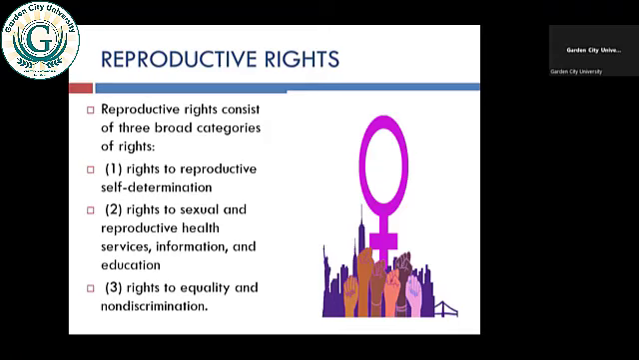Reproductive rights consist of three broad categories of rights. We have the right to reproductive self-determination. You can determine when to have your children. Right to sexual and reproductive health services, information and education. Everybody has that right. We also have the right to equality and non-discrimination. That is what is obtainable in civilized societies. We will get there.